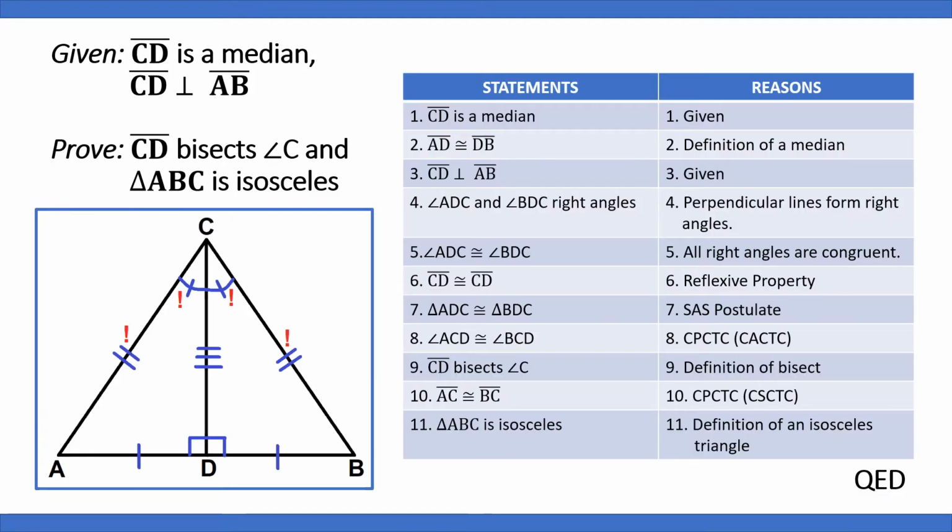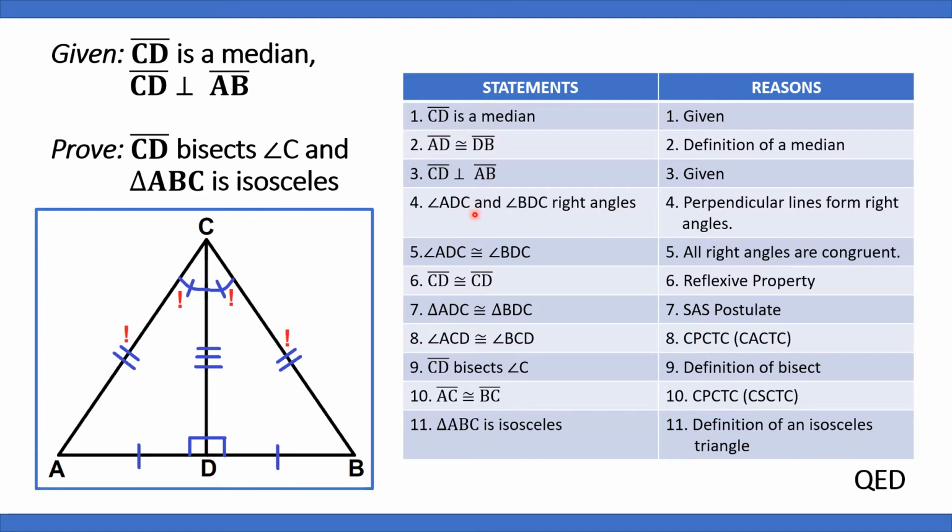We have now the formal proof. Statement 1, line segment CD is a median, given. Statement 2 is the consequence of statement 1. Line segment AD is congruent to line segment DB by the definition of a median. Statement 3 is another given. Line segment CD is perpendicular to line segment AB.